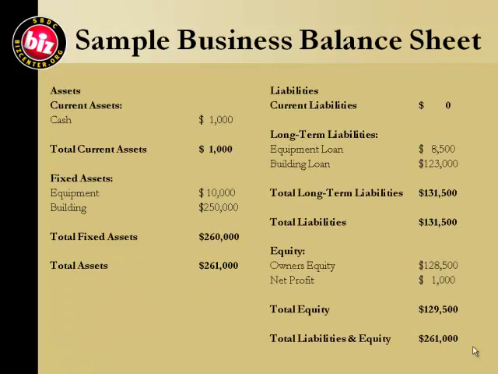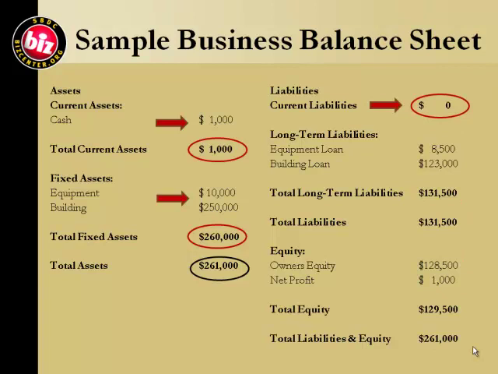Here's the solution to the balance sheet exercise. The business has $1,000 in cash, which would be considered a current asset, which we see here. The fixed assets of the business include the equipment and the building. These are shown and totaled here. The total assets of this business equals $261,000. Hopefully you notice that there were no current liabilities mentioned in the information, so this will equal 0.